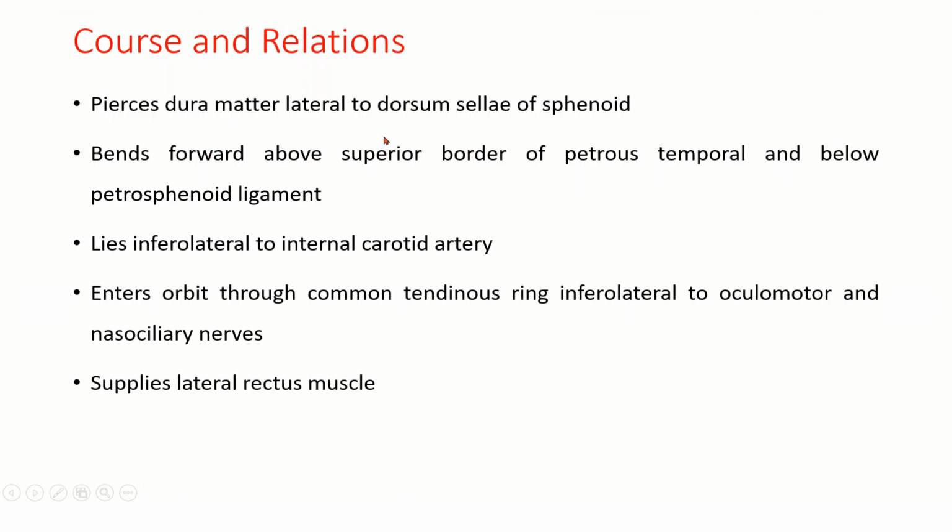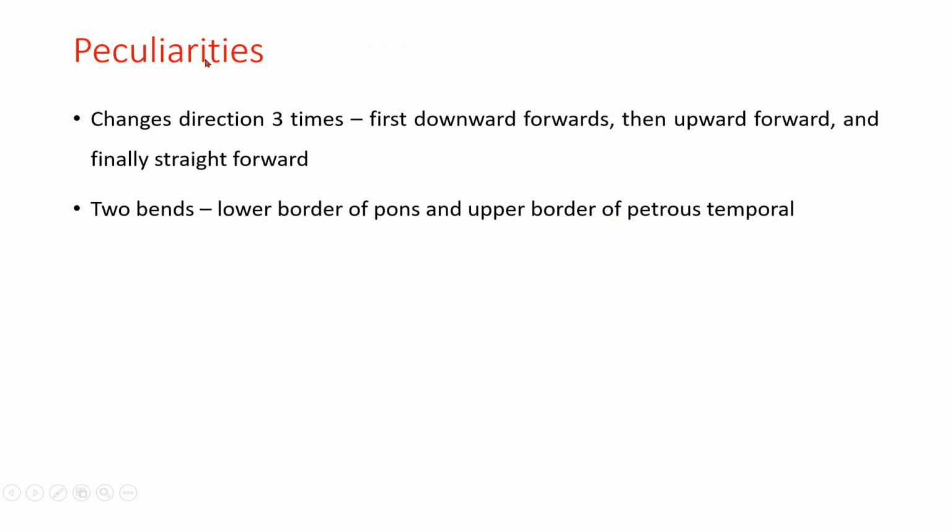So it pierces the dura mater lateral to the dorsum sellae of the sphenoid, bends forward above the superior border of the petrous temporal and below the petrosphenoid ligament. It lies inferior lateral to the internal carotid artery, enters the orbit through the common tendinous ring, inferior lateral to the oculomotor and nasociliary nerves, and supplies the lateral rectus muscle.